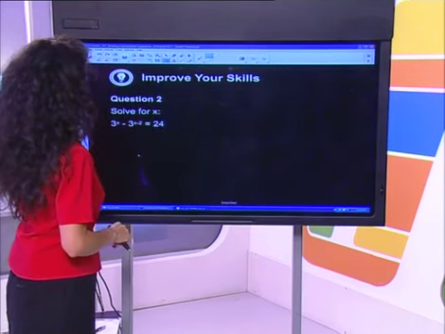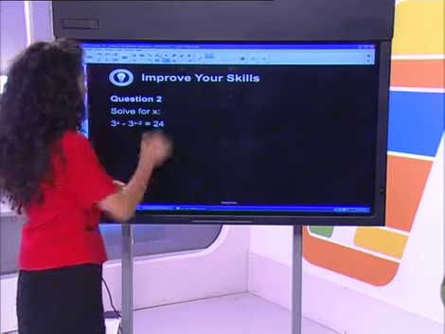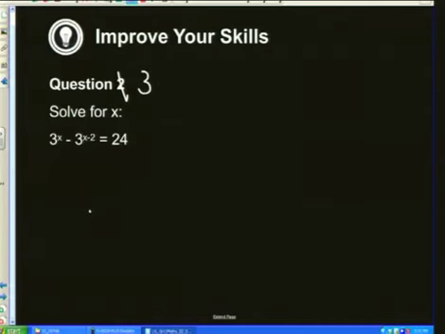Okay, then the last one, and we were looking at question 3, is to solve for x, where 3 to the power of x minus 3 to the power of x minus 2 is equal to 24. In this case, I immediately notice that I have a 3 to the x and I've got a 3 to the x. It's just hiding. This 3 to the x minus 2 is actually built up of the sum of two exponents.